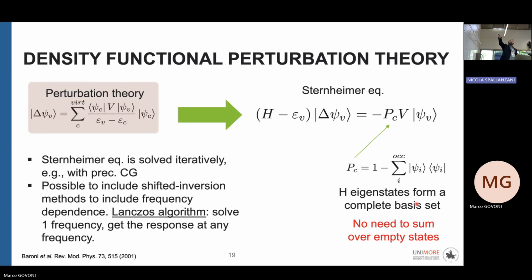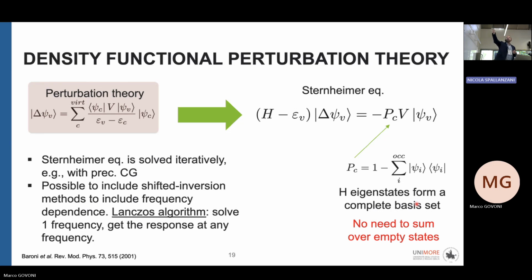This is the unknown of the problem. This is the Kohn-Sham Hamiltonian. And here you see there is a projector over all the empty states. And you're going to use the fact that the eigenstates of the Hamiltonian form a complete basis set. So if it's complete, summing over all the empty states is exactly the same as taking the identity and subtracting a summation over occupied states, just because the sum of the two should be a resolution of the identity.